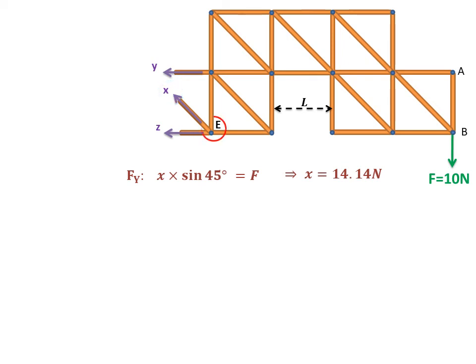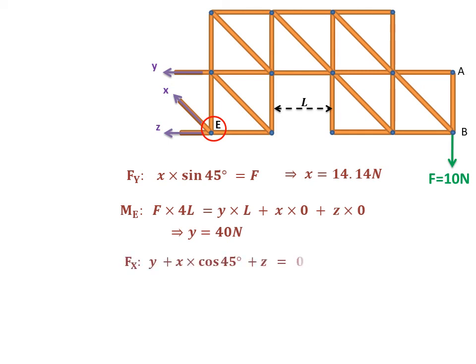Further, by taking moment about point E, we can find member force Y. Because the moment about point E has to be 0, that is, moment induced by Y will cancel the moment induced by F. We have Y equal 40 Newton. Then, by considering horizontal equilibrium, we also find member force Z. As the sum of all horizontal forces is 0, and we already found X, we can get Z equal to negative 50 Newton. That means it should point to right.